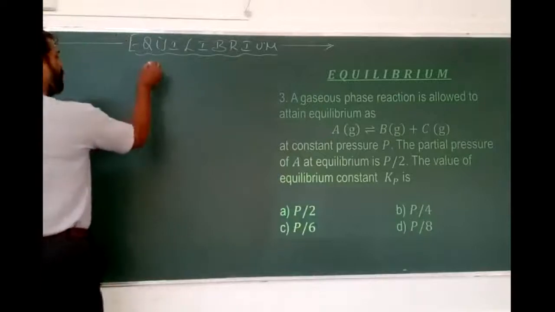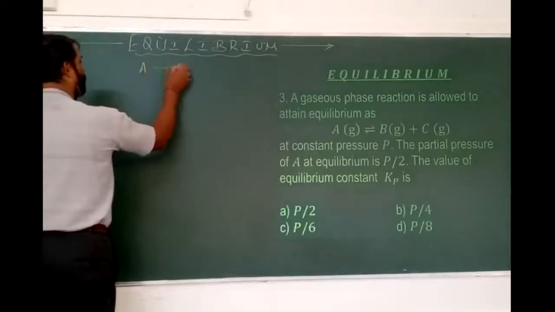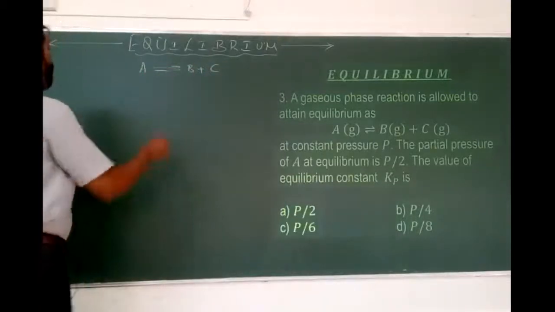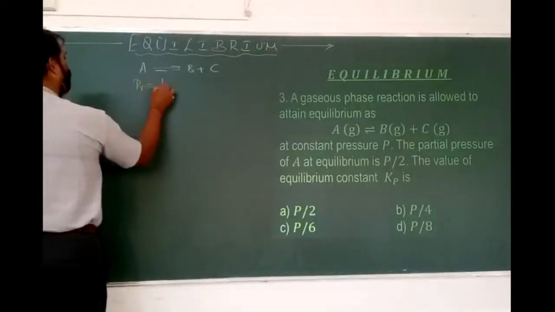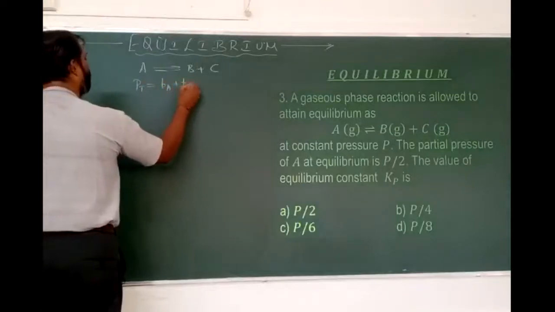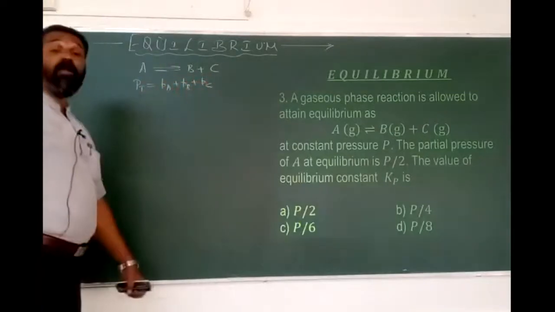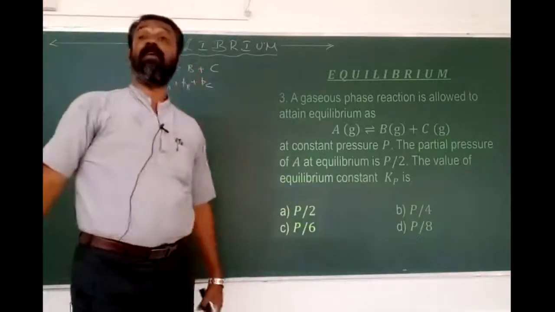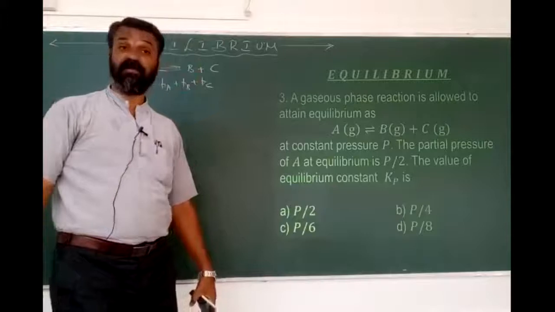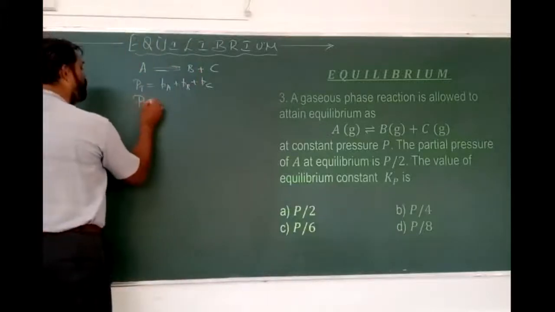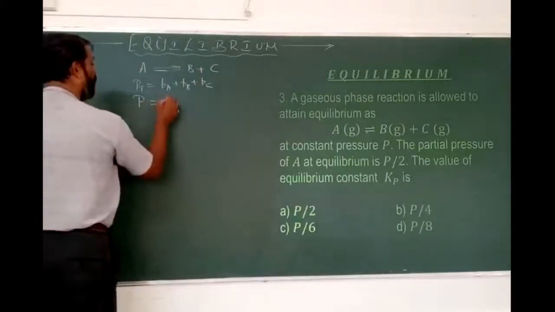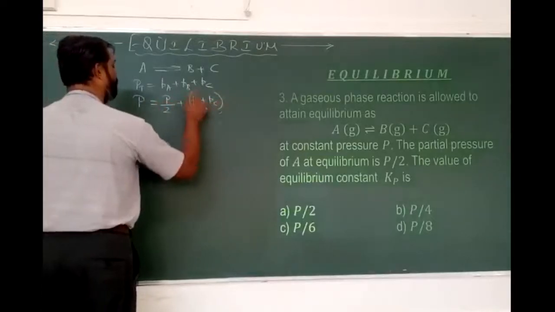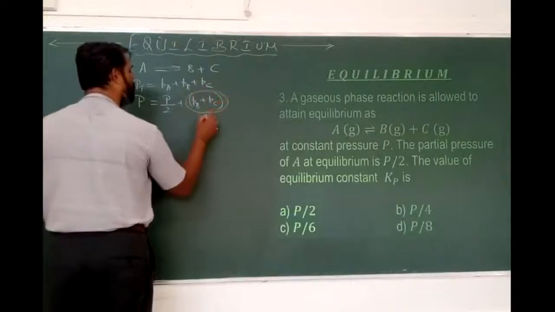So here it is an example for a gas phase reaction. A gives rise to B plus C. So here Pt is equal to Pa plus Pb plus Pc. Why? Because according to Dalton's law of partial pressure, the total pressure is always equal to the sum of the partial pressures of the individual gases. Therefore, here the total pressure is given as P. Pa is found to be P by 2 plus Pb plus Pc.